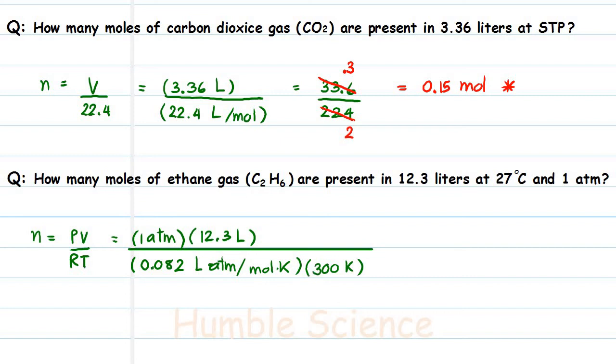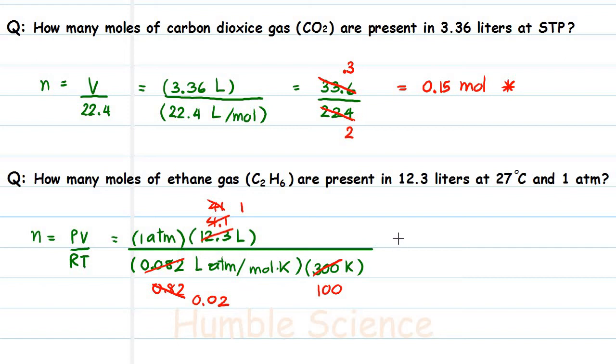We can divide this by 3. It's going to be 100. And this by 3 is going to be 4.1. And then I will multiply this by 10. It's going to be 41. And this by 10 as well. It's going to be 0.82. And then I'm going to divide this with 41, so it's going to be 1. And this with 41, so it's going to be 0.02.